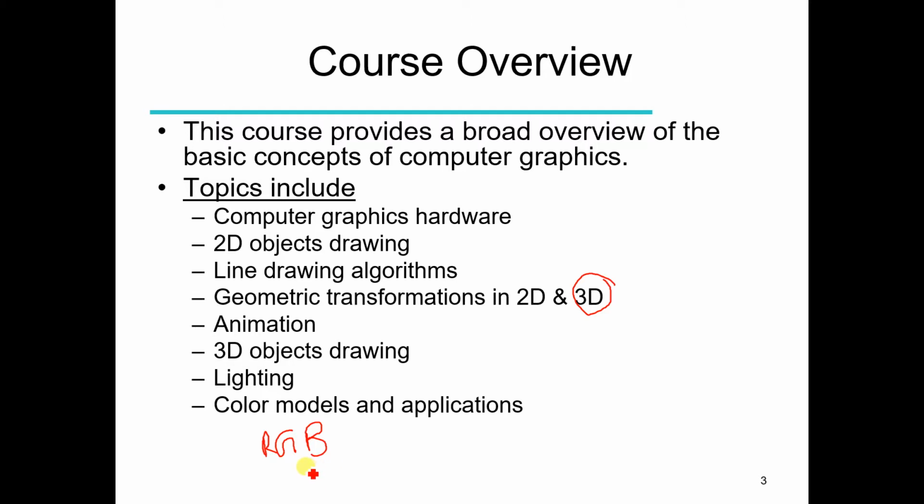Not only the RGB model, there are some other models which are used in graphics, not only computer graphics but also in the real world. For example, the HSV model and the CMYK model, which is particularly used in the printing industry. So we are going to cover these other models also in this course.